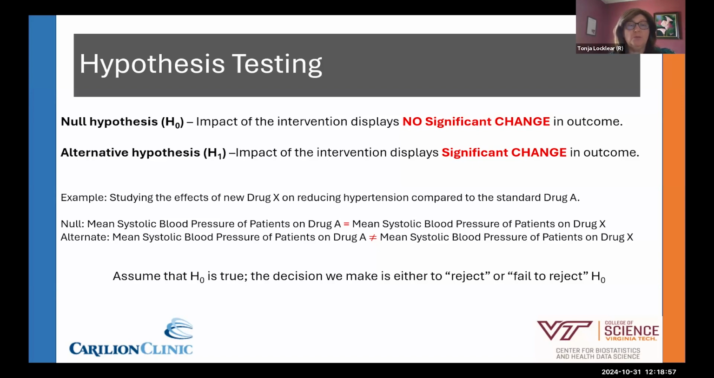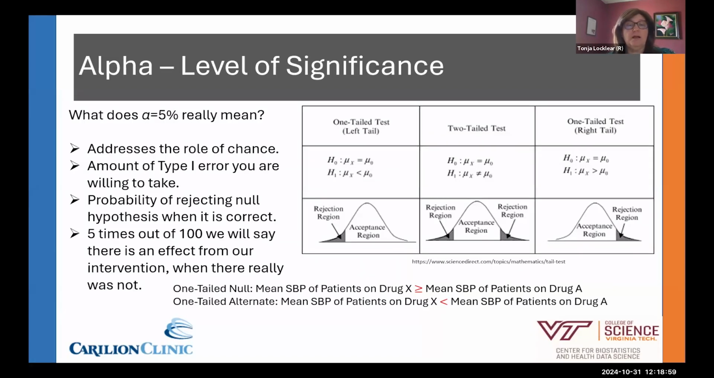The reason I was mentioning before what happens with the different types of alternate hypothesis is that you can have two different kinds, and the two different kinds determine whether you have a one-tailed or a two-tailed test. So when you have an alpha level of significance, the question here is, what does alpha actually mean? It addresses the role of chance.